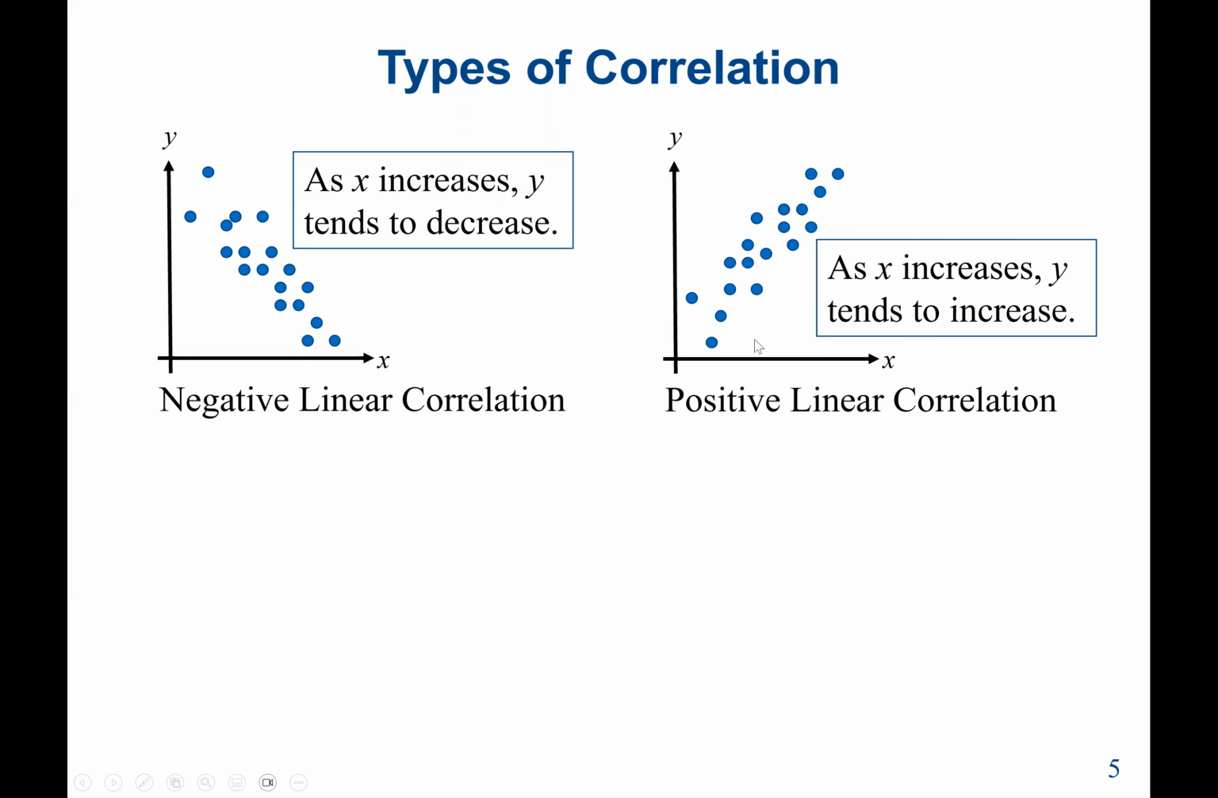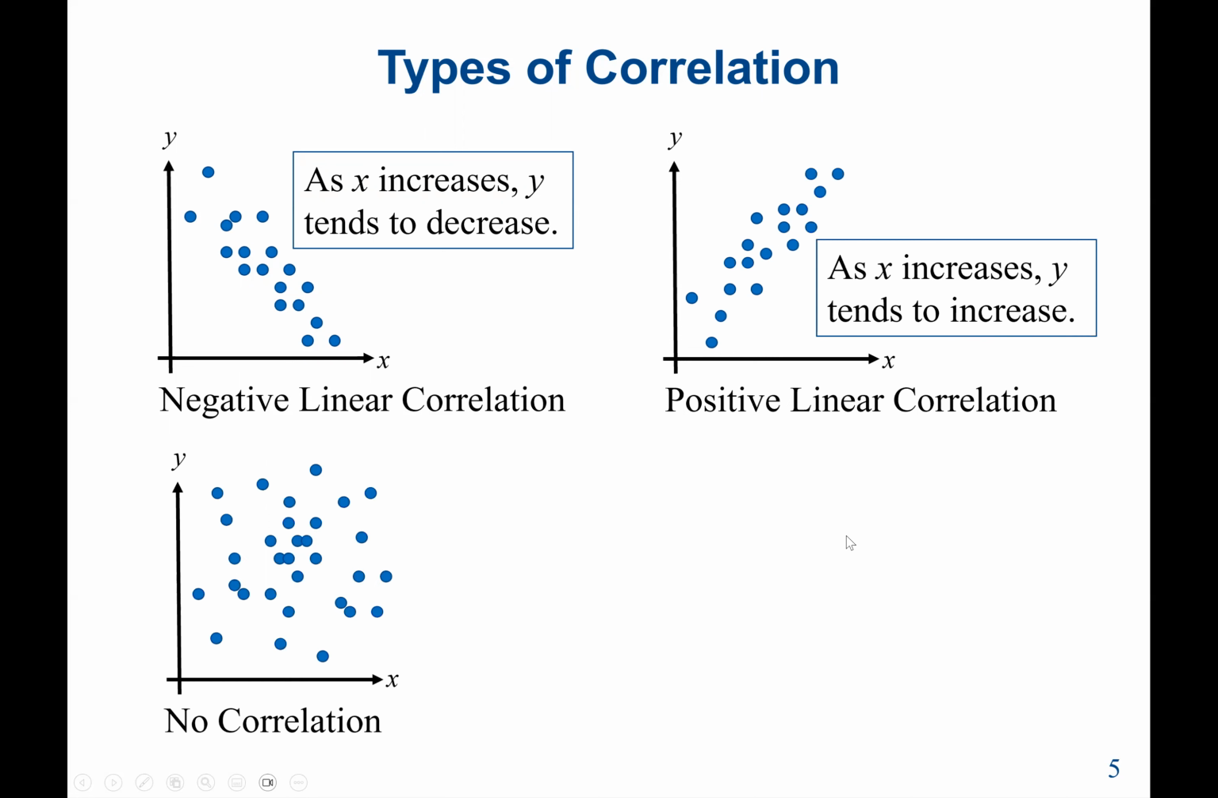And this will be a positive linear correlation because we can see that when X increases, Y also increases. So when X is increasing towards the right, Y is increasing upward. So here again, we say as X increases, Y tends to increase. So this is a positive linear correlation.